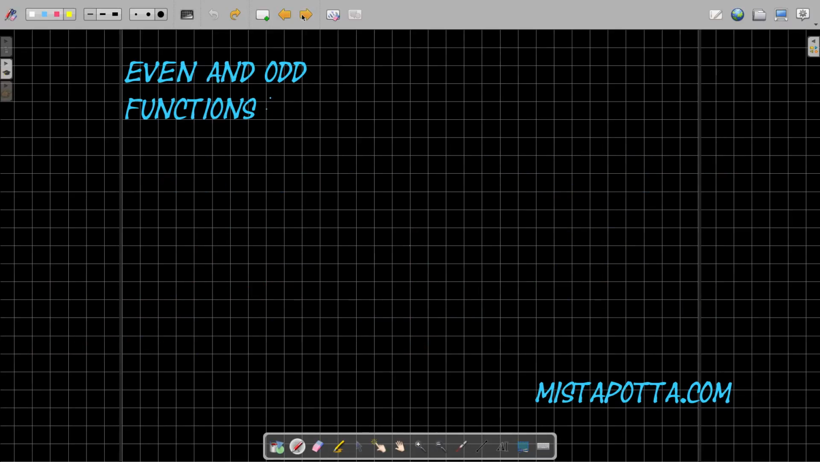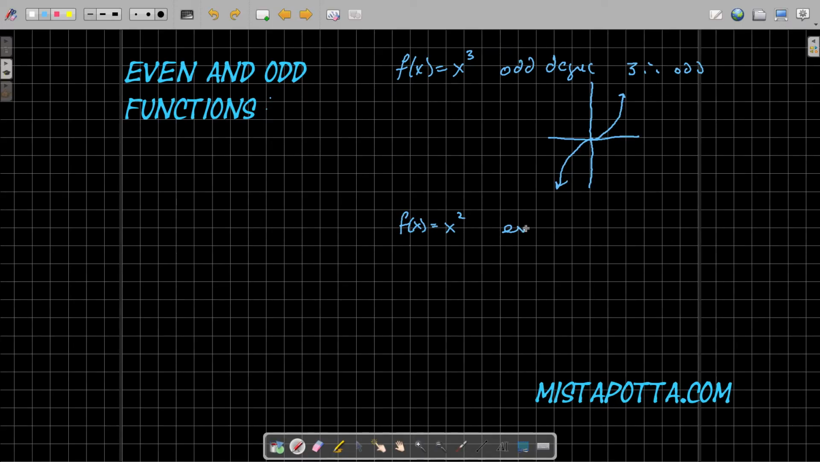I want to talk about even and odd functions. Now, so far we've talked about even and odd from the standpoint of polynomials. So if I have f of x equals x cubed, this is an odd degree because 3 is odd. And so what we noticed about this is that if it's odd, then it has certain properties. We noticed that its range was unbounded. Whereas if I take a look at something like f of x equals x squared, this has an even degree. And so it had an even degree because 2 is even.